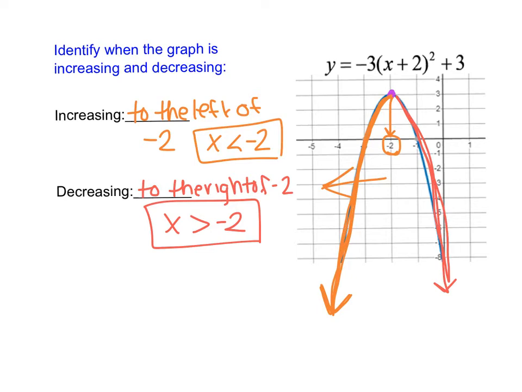Now, the reason we're not including an equal to in those inequalities is because at this point, x equals -2, it's not increasing or decreasing, it's just still. So just kind of keep that in mind. It's not going up, it's not going down. It is changing direction at that point. So that's why there's no equal to in those particular inequalities.